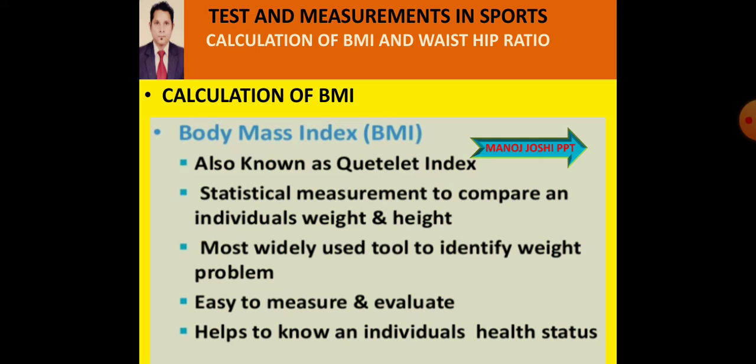because the height is not directly in our hand. We cannot increase or decrease the height directly, and the weight is in our hand. We can decrease or increase our weight. So that's why the BMI, body mass index, tells us whether the weight of the person is proper or not according to the height, or the height of the person is proper or not according to the weight, where the weight can be fluctuated. We can decrease or increase the weight.